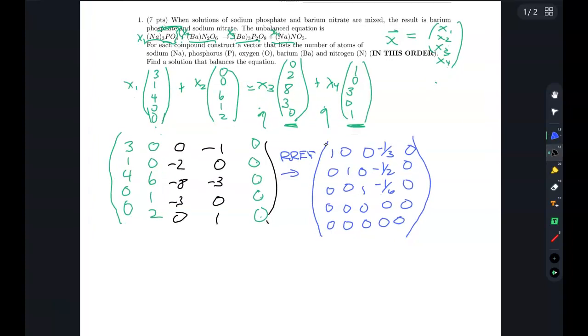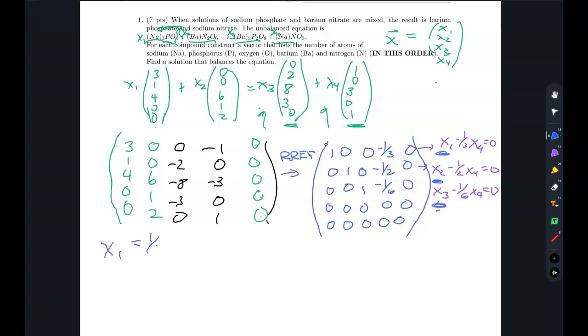Okay, so let's take this first row. This first row here says x1 minus 1/3 x sub 4 equals 0. This second row here says x sub 2 minus 1/2 x sub 4 equals 0. And this one here says x sub 3 minus 1/6 x sub 4 equals 0. Okay, so then take these and solve them for their basic variables. So these 3 are the basic variables. So I'm going to put it over here.